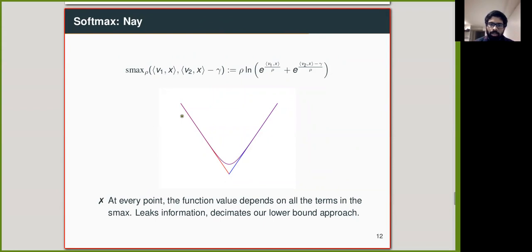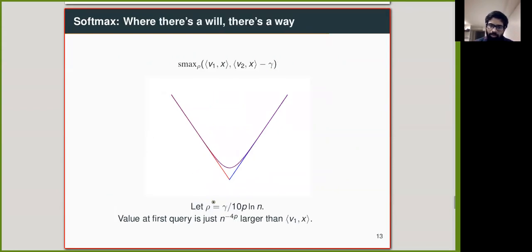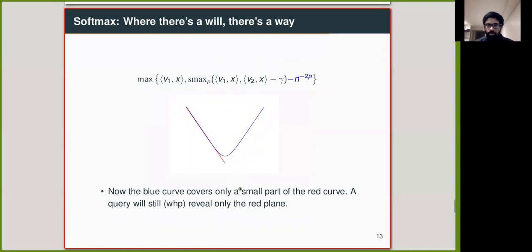However, it's still useful, because if you take rho to be something like gamma by 10p log n, then in the places where our first query was happening, the purple value is very slightly smaller than the red value, just n to the minus 4p larger. So if you just take the maximum of the red line and the softmax curve, but just bring the softmax curve down a little bit, then our first query is still going to find out just the red value. It's still going to learn V1 and nothing about V2. So we get back that property.